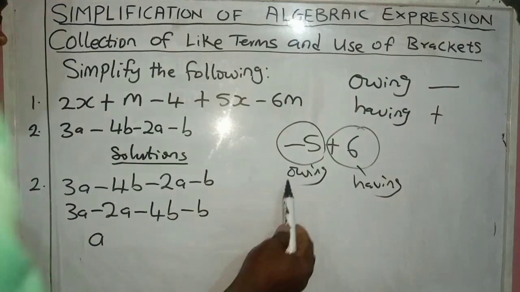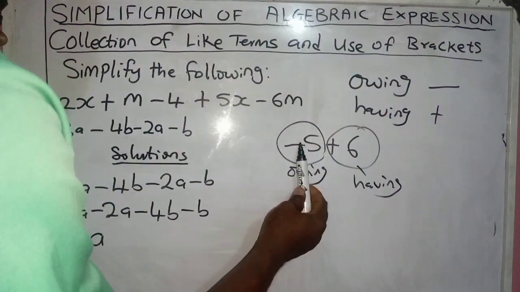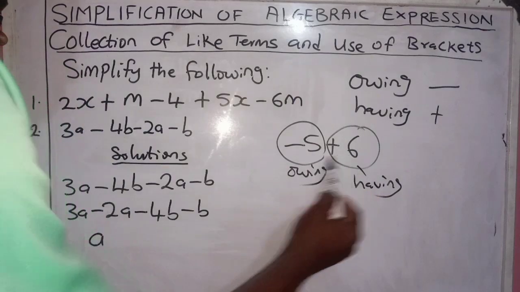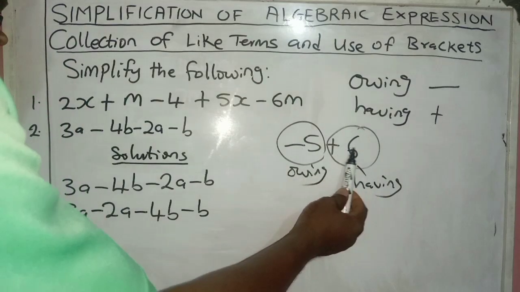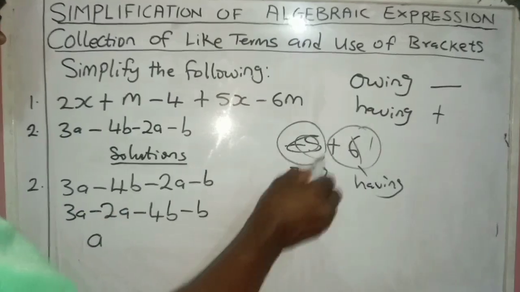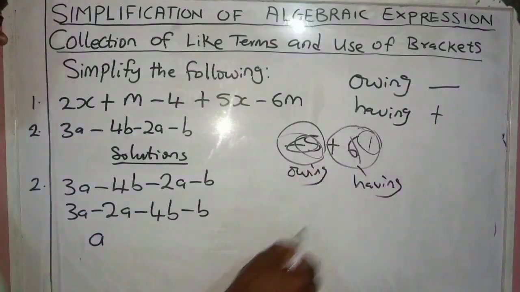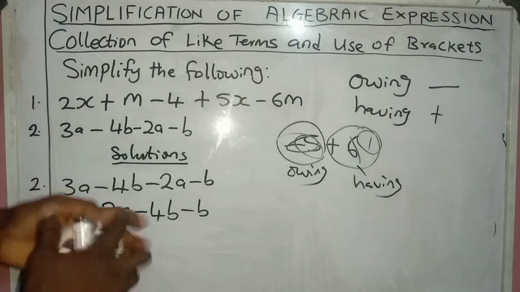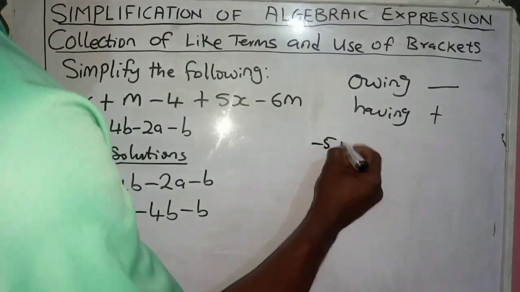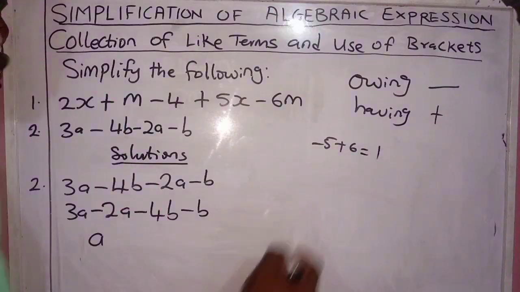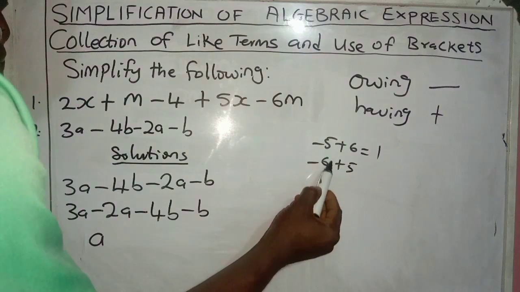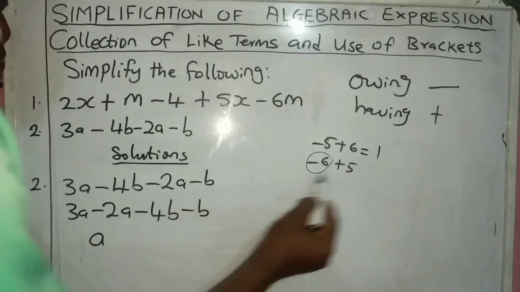So as you are owing somebody minus 5, that's 5 naira, and you are having 6, you can pay the person you are owing 5 from your 6. When you pay the person, you have only 1 left. Then you have cleared your debt. So what you now have left will be 1. So minus 5 plus 6 will give you what? 1.